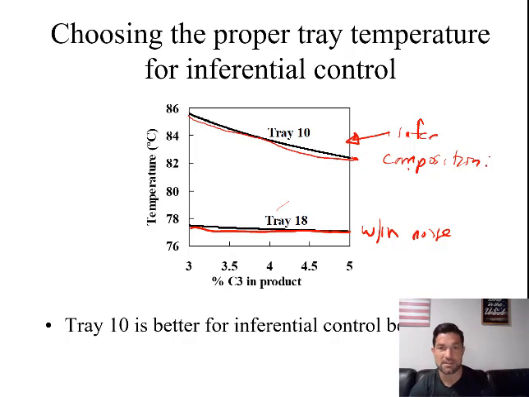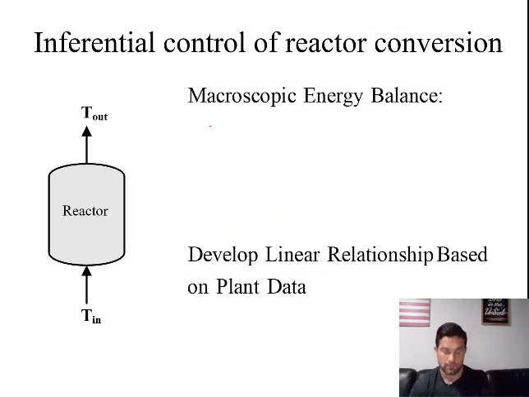So this is a better use for composition because the composition has a stronger dependence on the tray temperature. Okay, we can use inferential control for reactors.